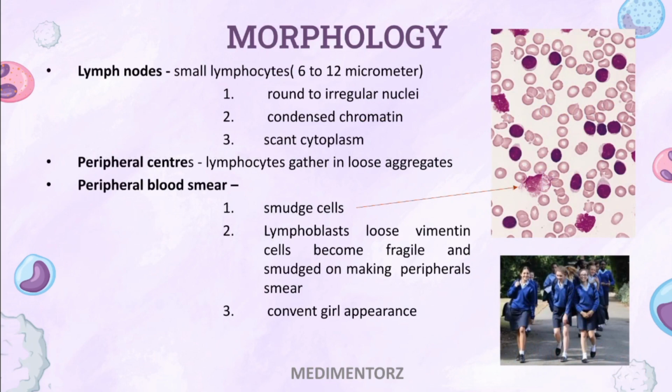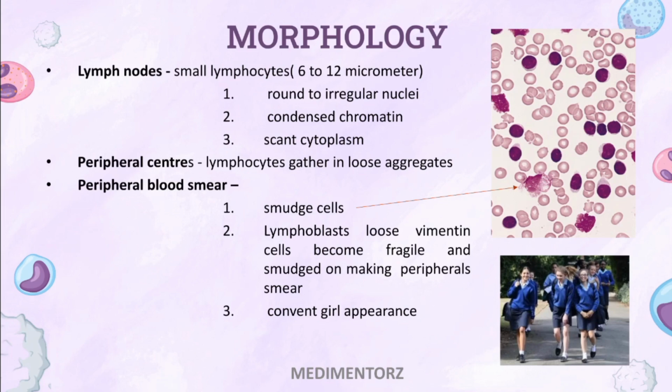Let's see about the morphology of CLL. In lymph nodes, we have very small lymphocytes of 6 to 12 micrometer with round to irregular nuclei, condensed chromatin and scant cytoplasm. In peripheral centers, we have lymphocytes gathered in loose aggregates.